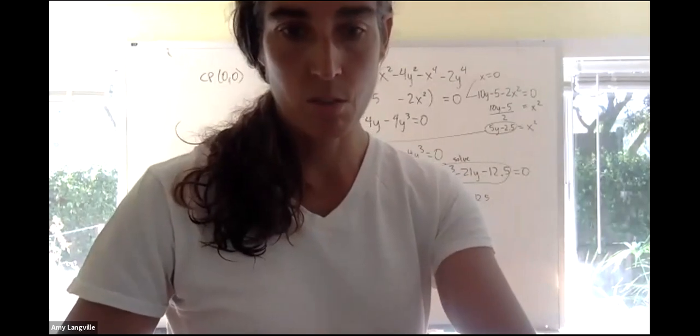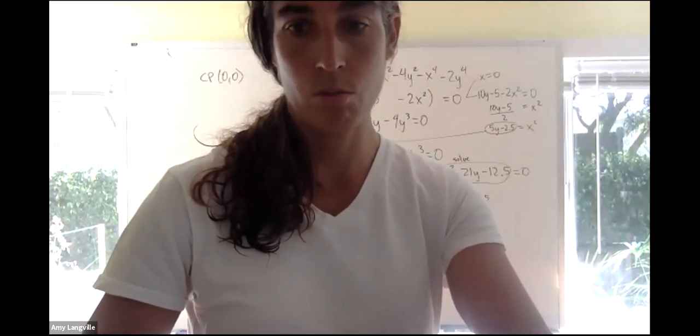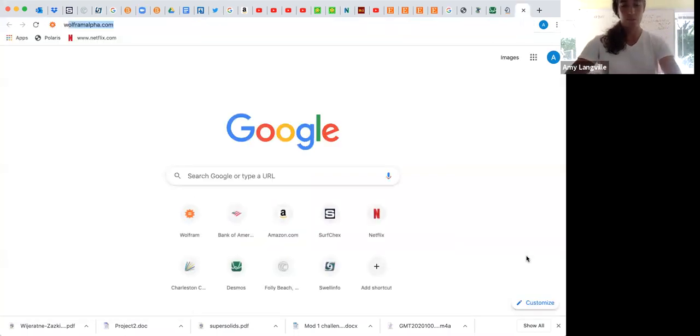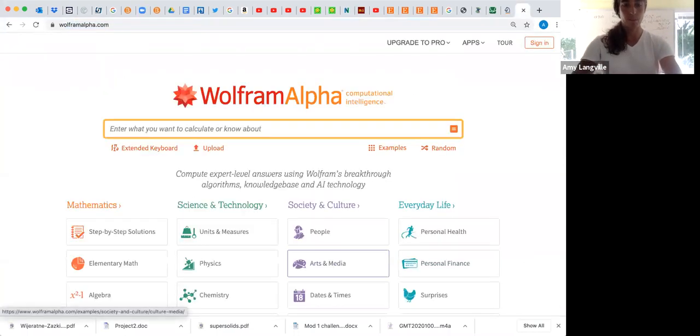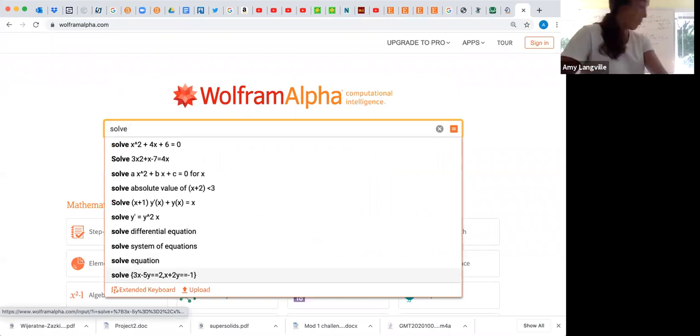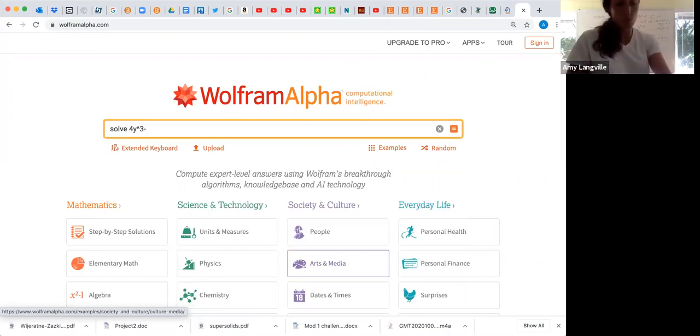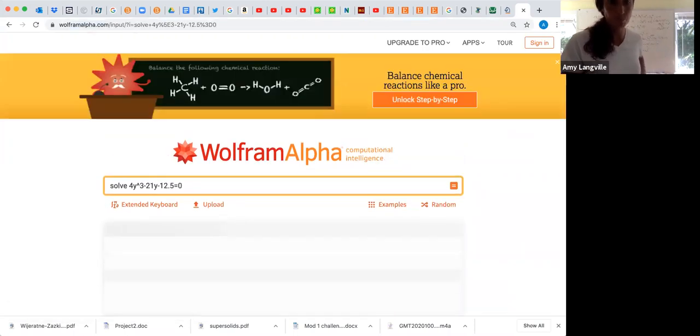Okay, so I'm going to share the screen. We'll go to a tech tool. Let's see. Let's do Wolfram. Solve 4y cubed minus 21y minus 12.5 equals 0.